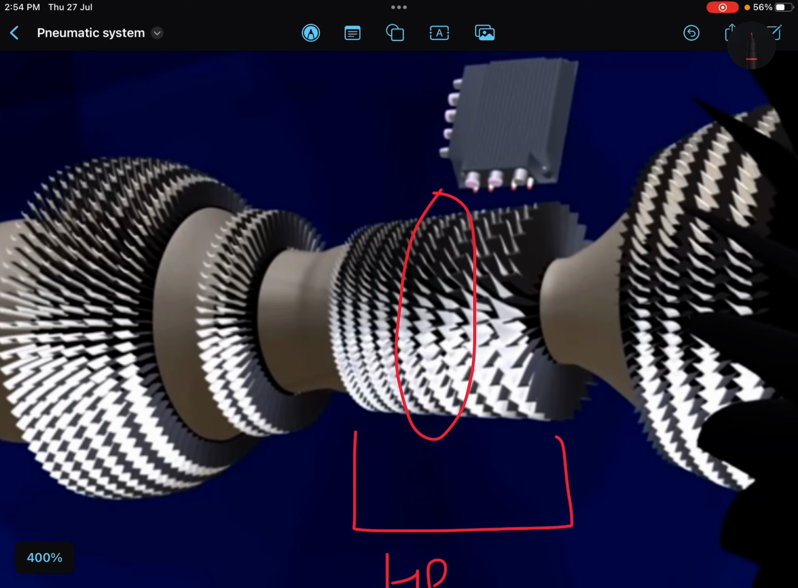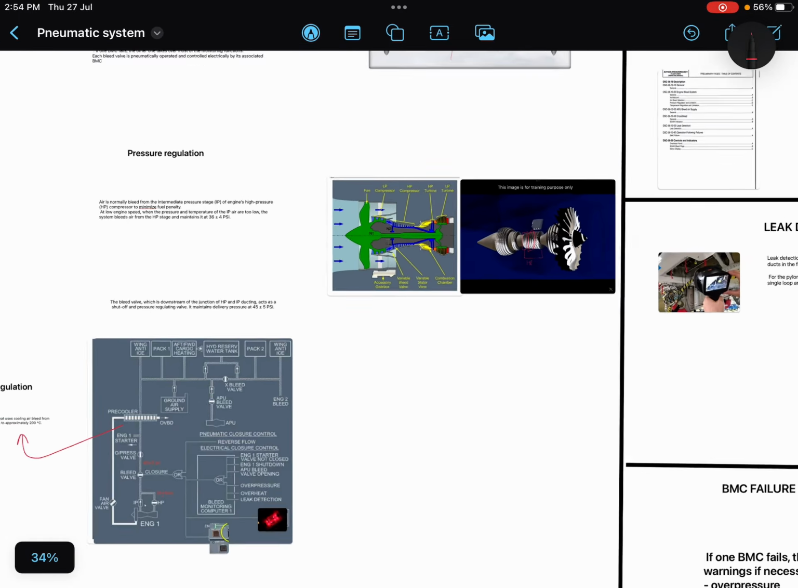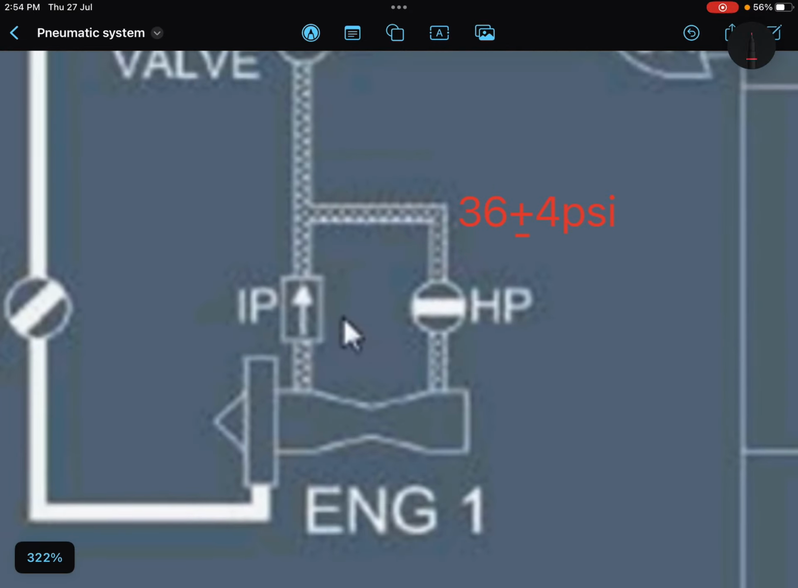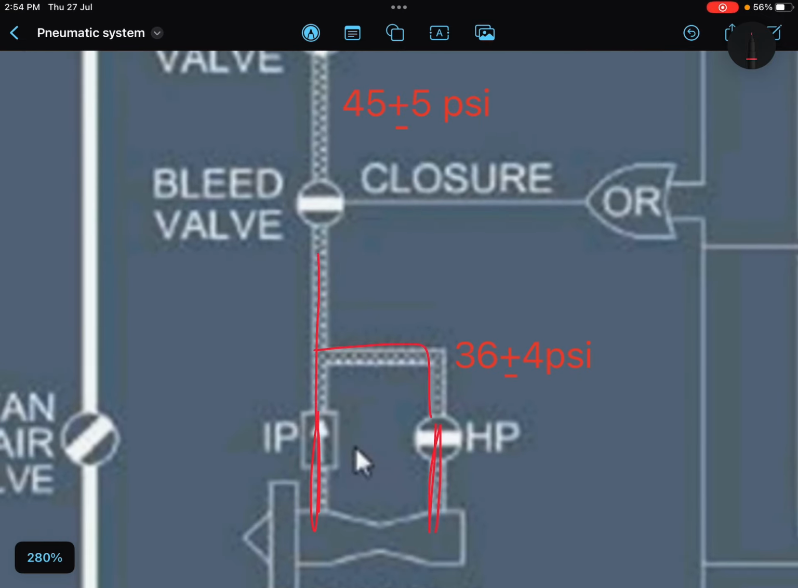But at low engine speed, when pressure and temperature of the intermediate pressure stages are too low, the system bleeds air from the HP stages of high pressure compressor and maintains a pressure of around 36 plus minus 4 psi. So air is taken either from the HP stage of high pressure compressor or IP stage and maintains a pressure of around 36 plus minus 4 psi.